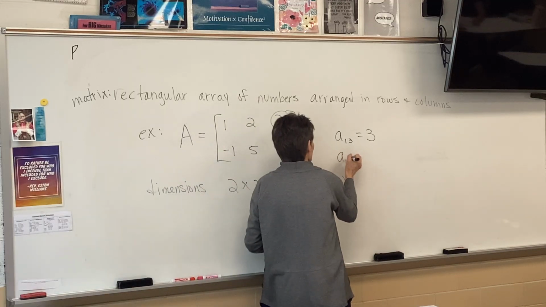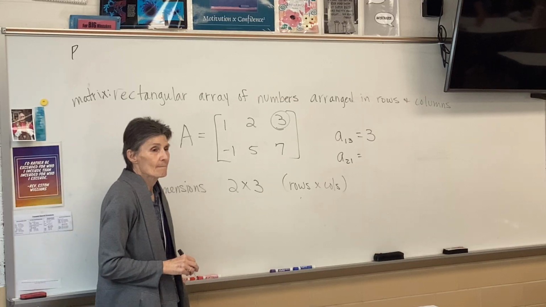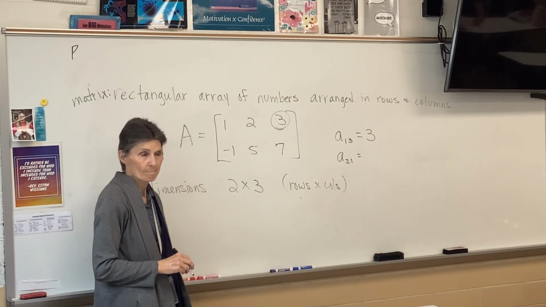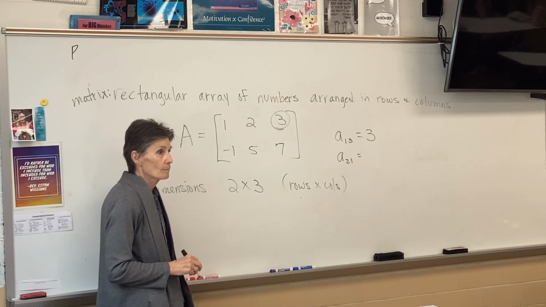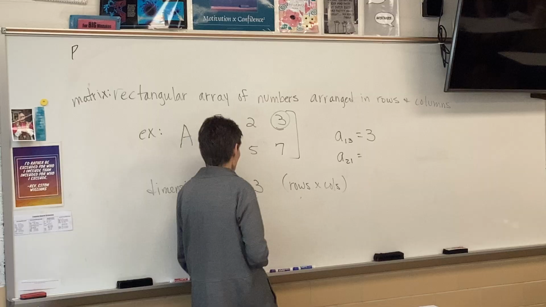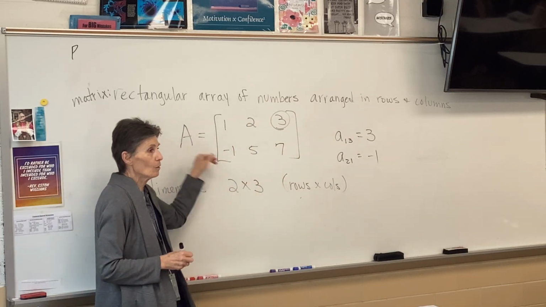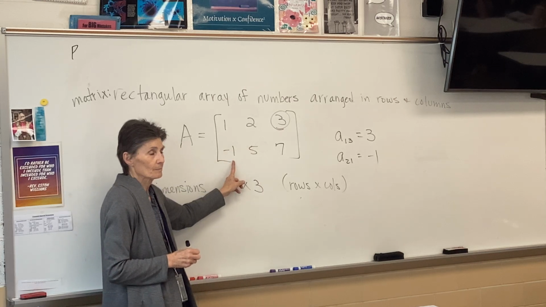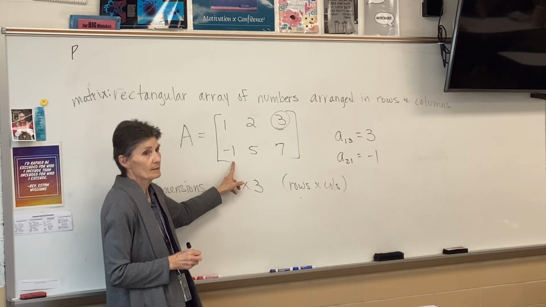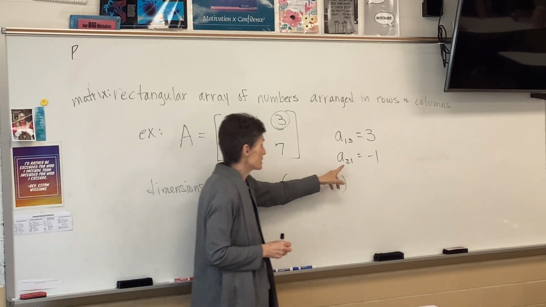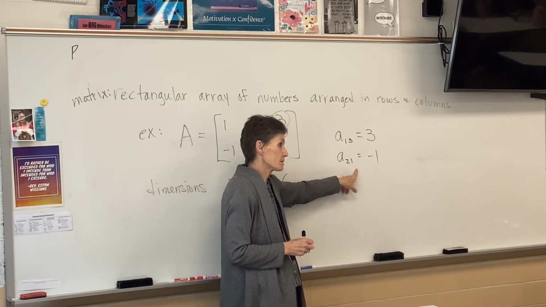So what would this be? What is a sub 2-1? So a would equal 5. Negative 1. Second row, first column. Always, always, always, in matrix land, the first number refers to rows, the second number refers to columns, always.